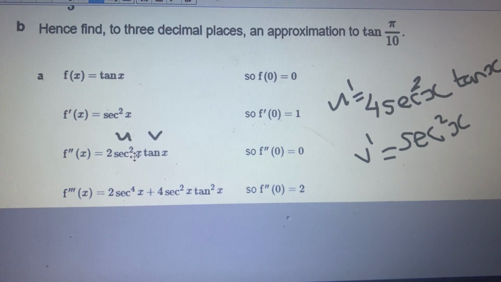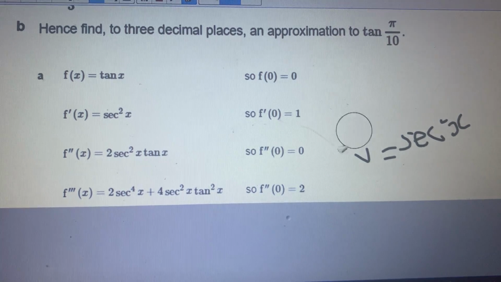So 2 sec squared x times sec squared x, which gives you 2 sec x to the power 4, plus v, which is tan x, times du dx. So you're getting tan x times this 4 sec squared x tan x, which gives you this 4 sec squared x tan squared x. So you can see, these are the worked solutions from the Further Maths textbook, that they're assuming that you're really good at these, which you sort of have to be. You have to be really good at your A-level maths.